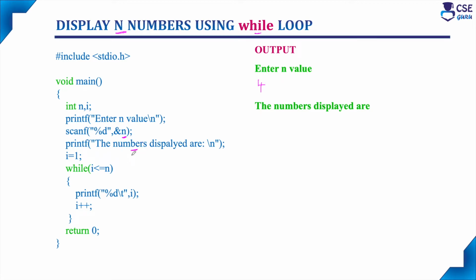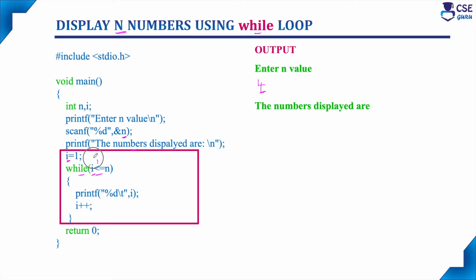So the main logic in this program is this while loop. The while loop variable is nothing but I. First we need to initialize the variable value I. So here we have initialized the I variable as 1. Then using the while loop, check the condition whether I value is less than or equal to the entered n value. If the condition is evaluated to true, it will allow the body of the loop.